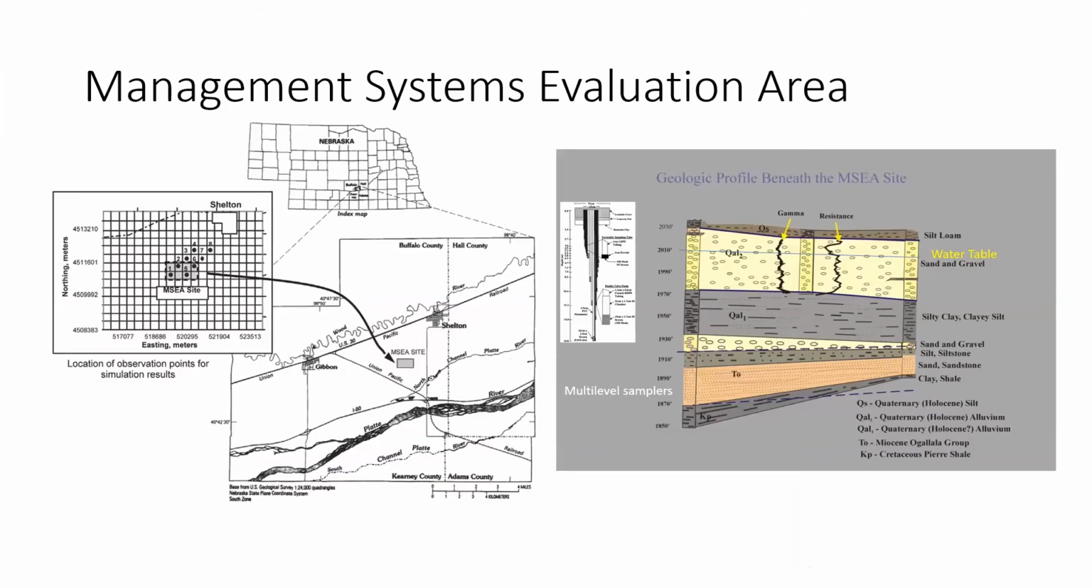So not everyone is familiar with the management systems evaluation area. It was located just southwest of Shelton, Nebraska, out in the Central Platte Valley. Pretty sandy soils, silt loam and very sandy loam at the surface, a shallow water table approximately 20 feet below the surface. We had a lot of information that we collected from this study, and I just want to share a little bit about that as it relates to nitrate leaching.